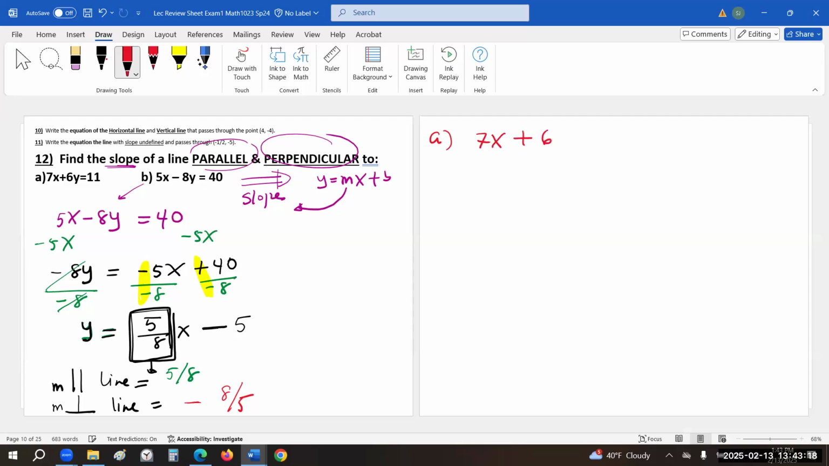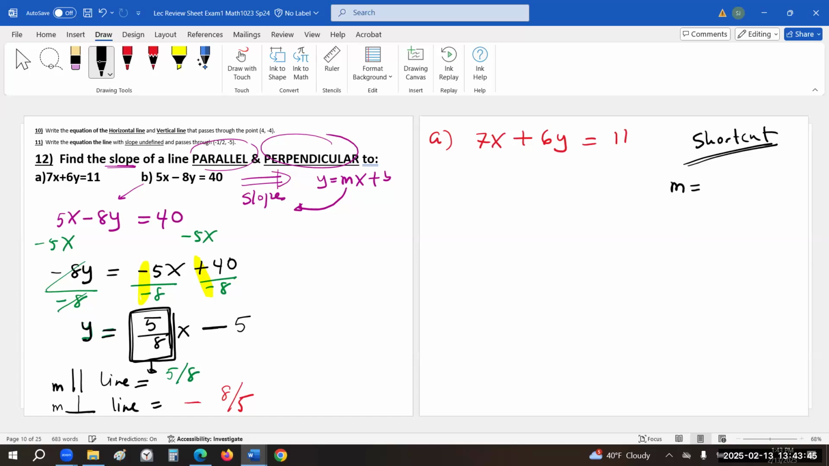7x plus 6y equals 11. Do you guys remember the shortcut I told you to find the slope? Let me remind you the shortcut. Do you remember? First we need to find the slope of this line. That is always the first case.